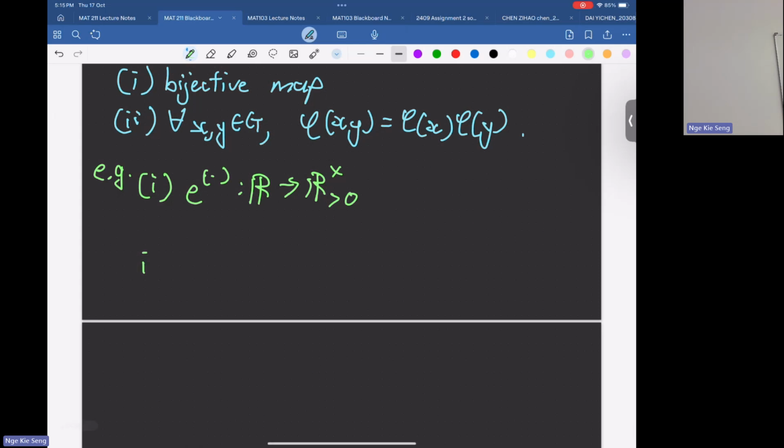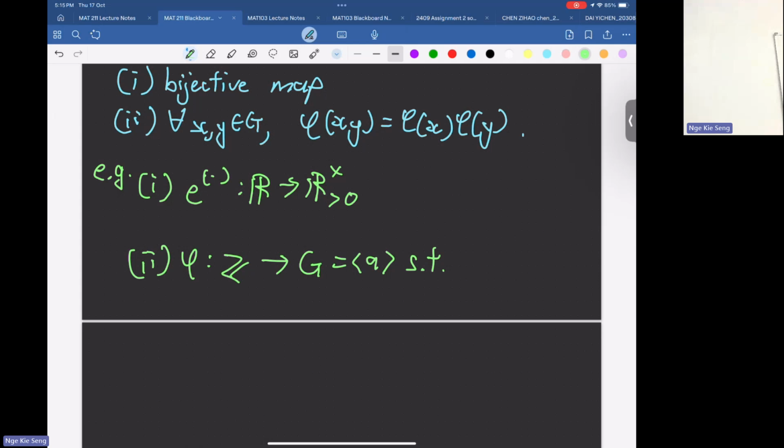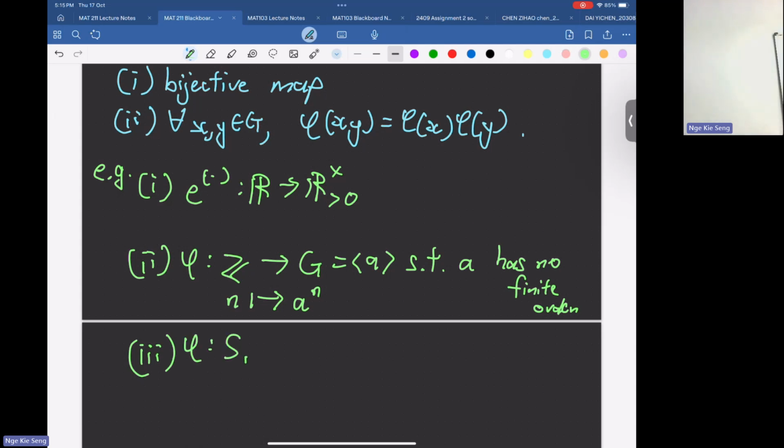Let me give you two more. The other one is Z to a cyclic group. This cyclic group has no finite order. So let's say A has no finite order, and we map n to A to the n. Then the third one is what you see in your assignment, or we introduced in class before, which is Sn to, let's call it Pn. Pn lives in GLn, where Pn is defined to be the set of permutation matrices.